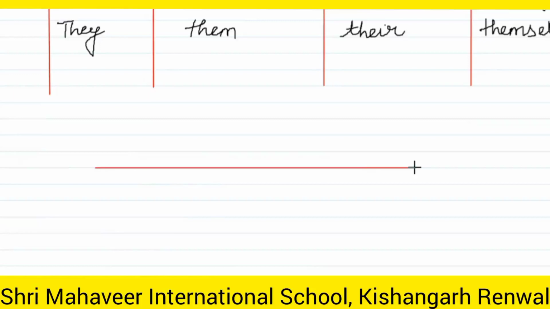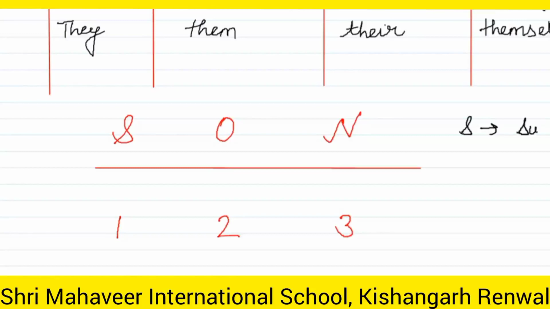Let me mark the line. This is the most important rule over here. So we have S O N, and here we have 1, 2, 3. We need to understand two things over here. What is SON first? S is subject, O is object, N is, think about it. I'll write once I write about this.